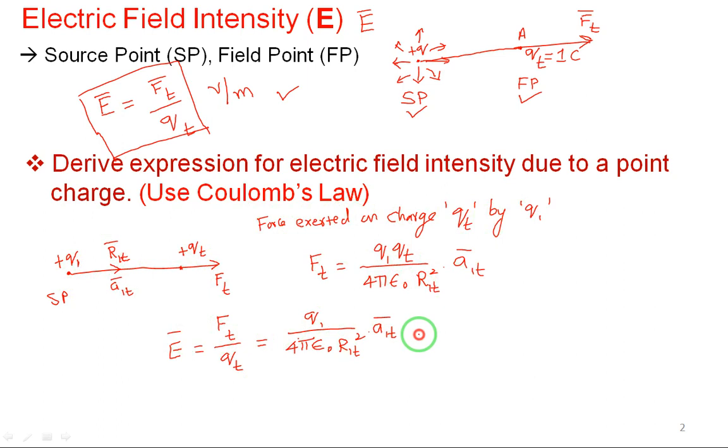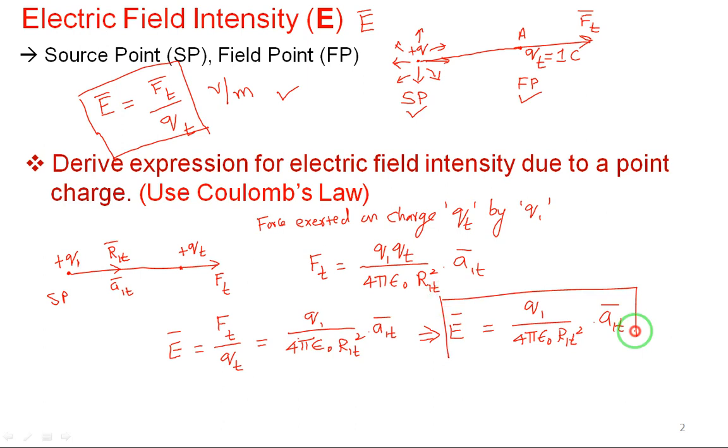This is the definition. So finally we can write the electric field intensity E due to the point charge as E is equal to q1 by 4 pi epsilon naught r1t square into a1t. This is the electric field intensity E due to the point charge. And the unit I have already told, the practical unit is volt per meter.